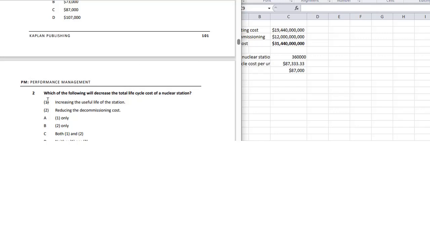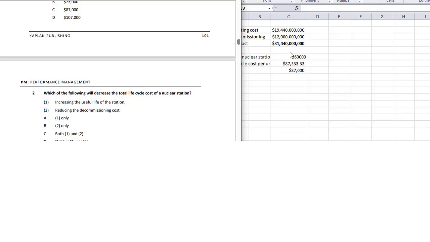Okay, so question number 2: which of the following will decrease the total life cycle cost of a nuclear station? Increasing the useful life of the station. If you increase the useful life of a station, it will reduce your depreciation. It means the total cost will increase, and your total life cycle cost will also increase.